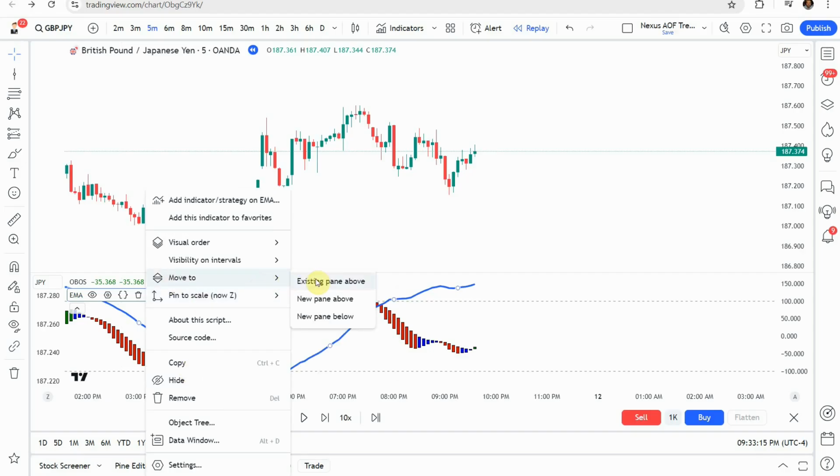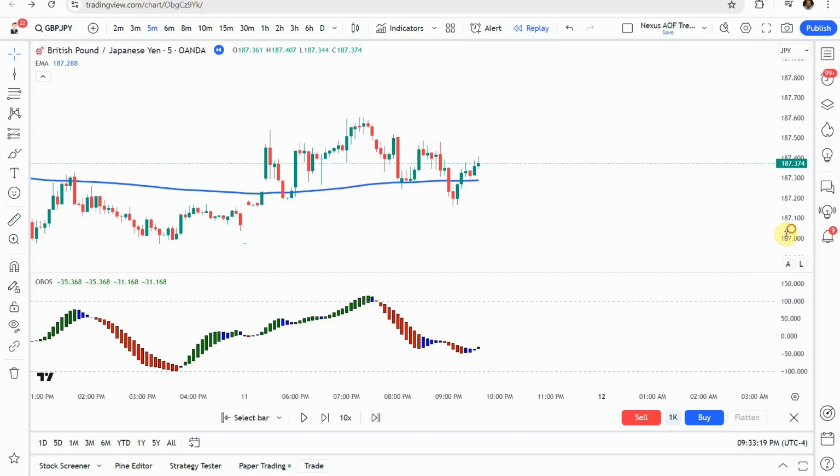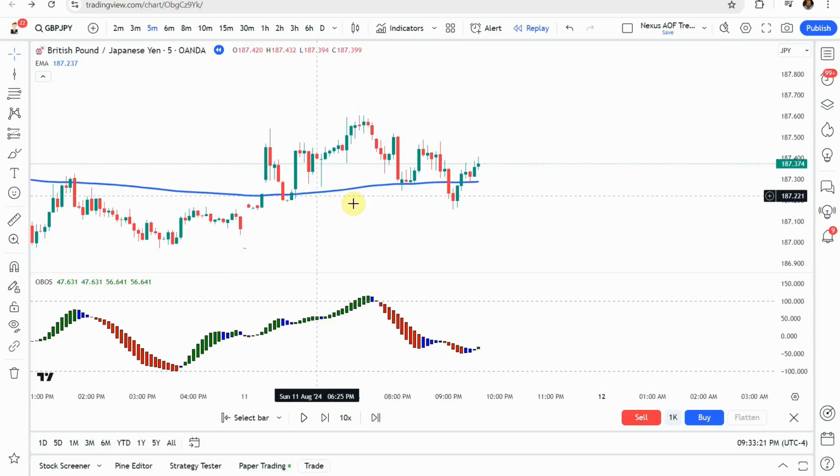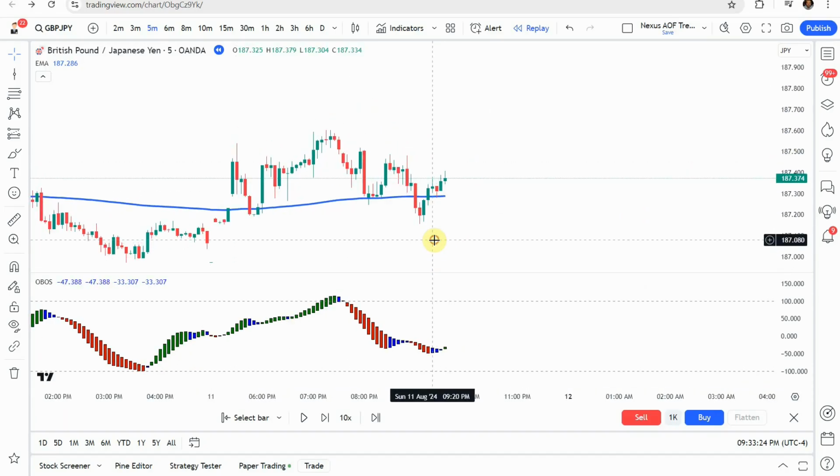So what I'm going to do is just go ahead and move it back up to the existing pane above. The creator did say you could leave it up here, even though they didn't show that in the source video.